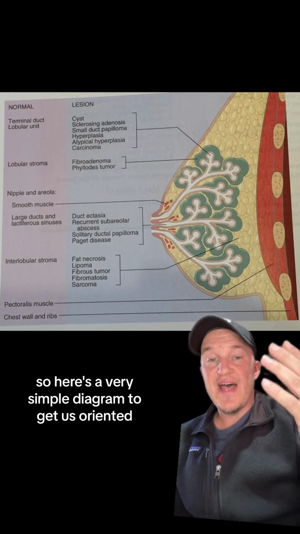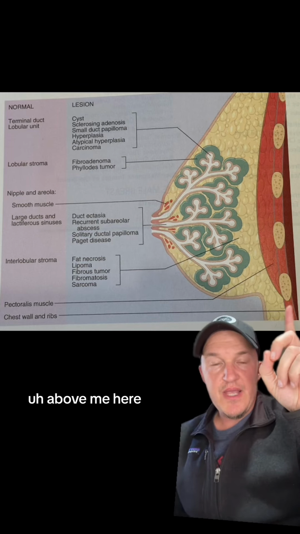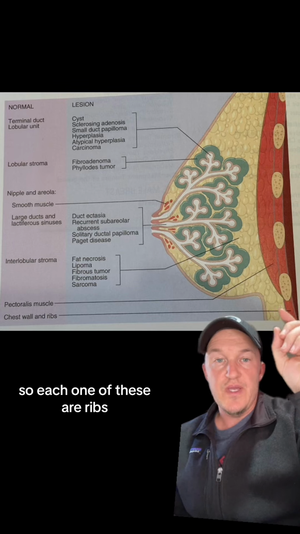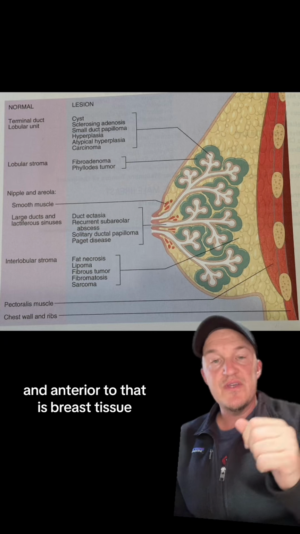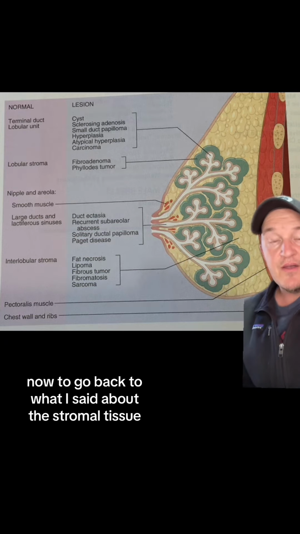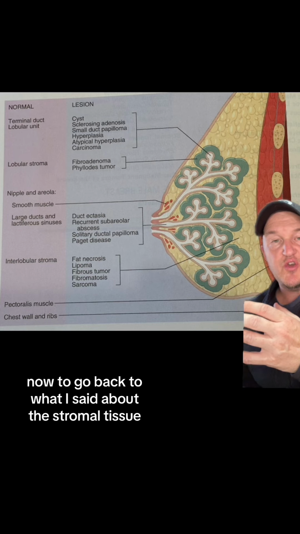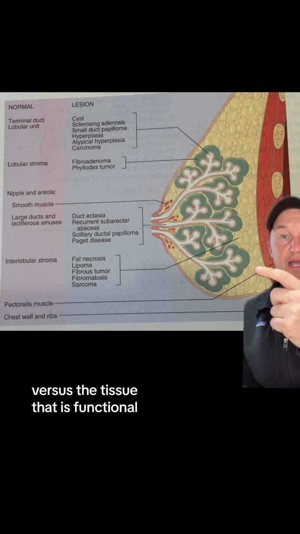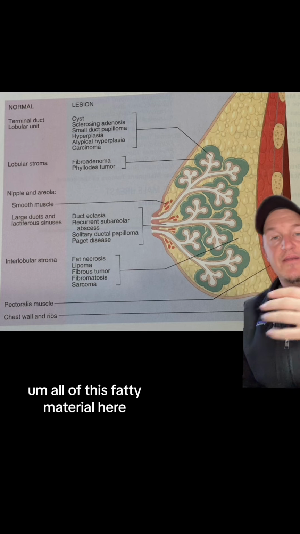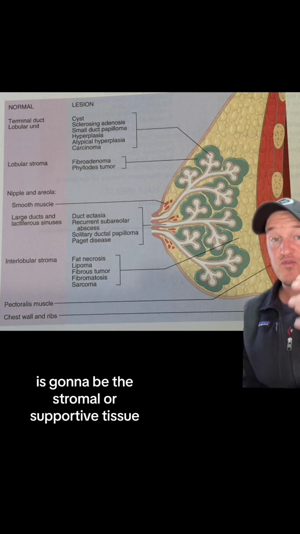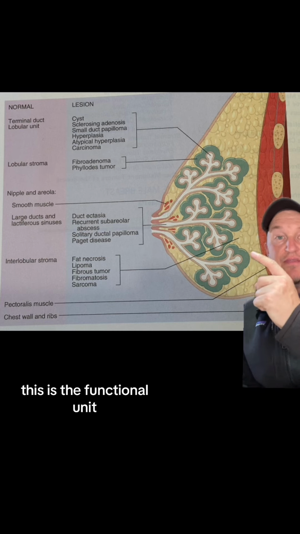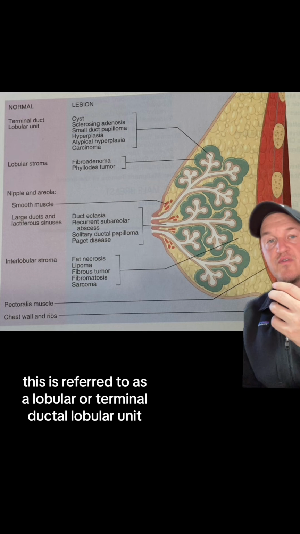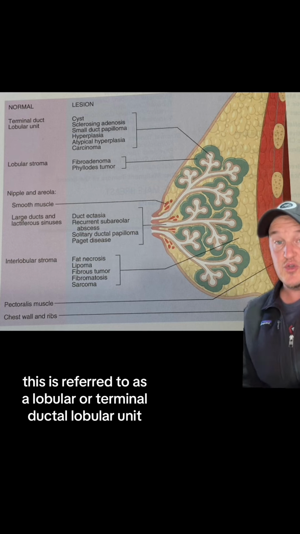So here's a very simple diagram to get us oriented. Above me here, this is the chest wall, so each one of these are ribs. The red material is the pectoralis major muscle, and anterior to that is breast tissue. Now, to go back to what I said about the stromal tissue versus the tissue that is functional, all of this fatty material here, fibrofatty tissue, is going to be the stromal or supportive tissue that does not really contribute to the major types of cancer. This is the functional unit. This is referred to as a lobular or terminal ductal lobular unit.